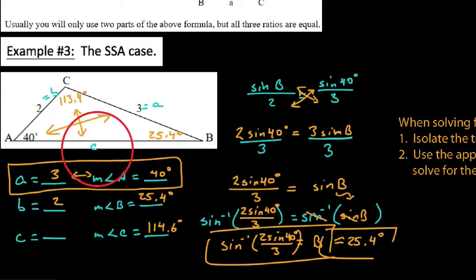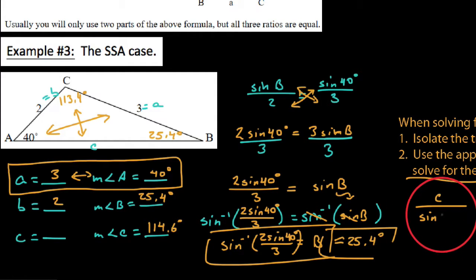Because I'm solving for side length C, I'm going to put that on top of my ratio. We're going to say C over the sine of uppercase C. The sine of uppercase C is 113.4 degrees, and this must be equal to lowercase a, which is our 3, over the sine of the angle across from it, which is the sine of 40. So again, let's go ahead and do our cross product here and set it equal to each other.